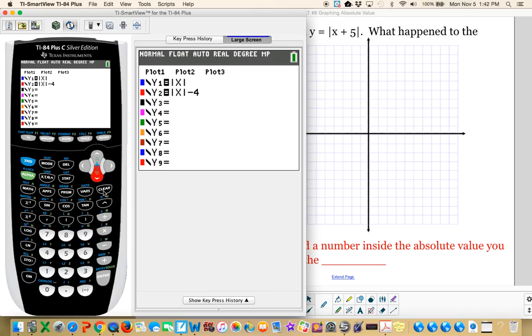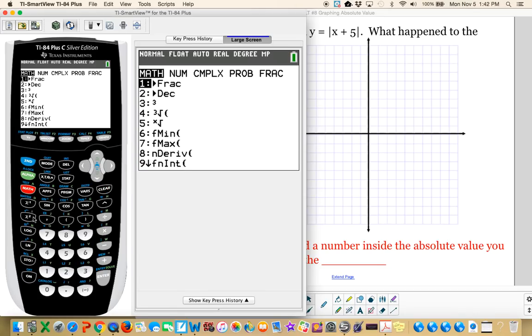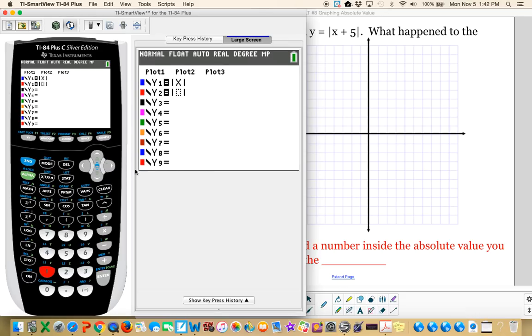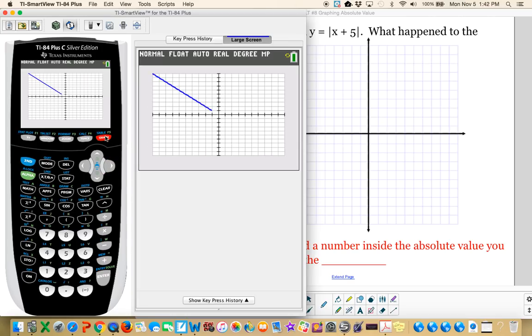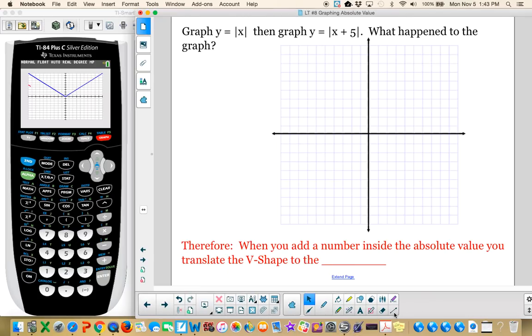Well, let's go down to our second equation, clear it out. We'll do math num abs. And we're going to have x plus 5 on the inside. So x plus 5. Arrow out. Make sure you have both those equations in and go to graph. There's our parent function. So let's graph that.